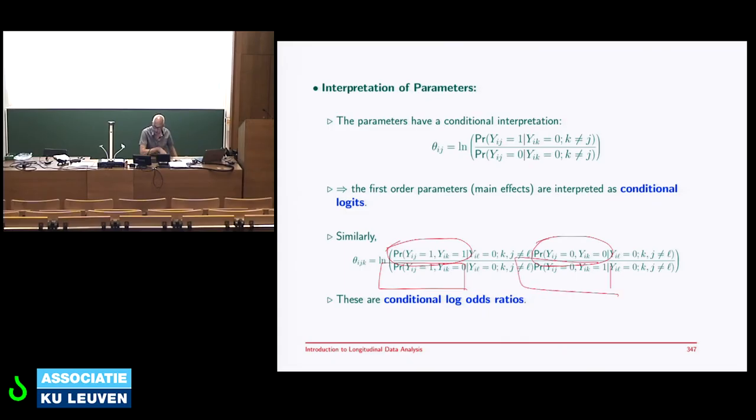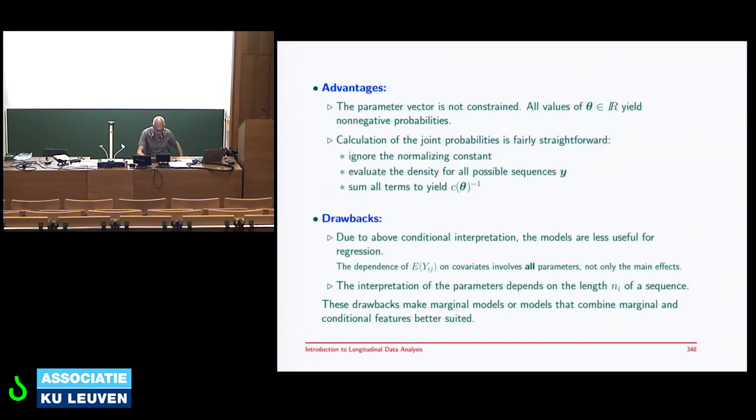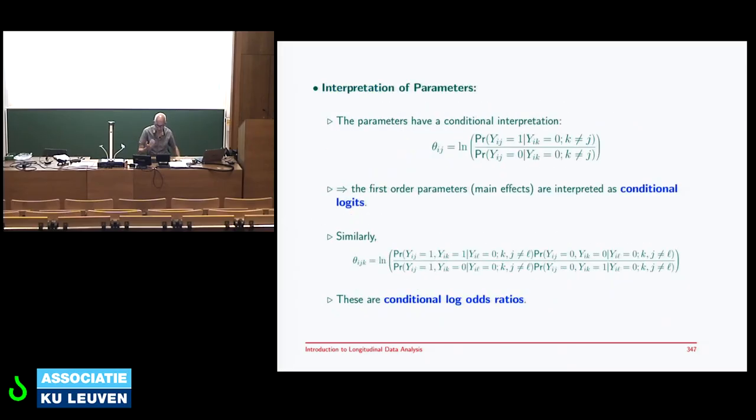But again, I'm looking at two times, j and k. This is conditional on all of the other times being equal to 0. That's why I call it a conditional model, because the parameter interpretation is conditional indeed. There are some advantages, but I have to say, in all fairness, these advantages are predominantly mathematical and not so much data analytic. The parameter vector is not constrained, which means if we throw out parameter values for the thetas, at the end of the day we will have a valid joint distribution.